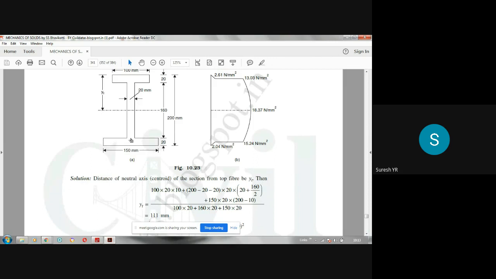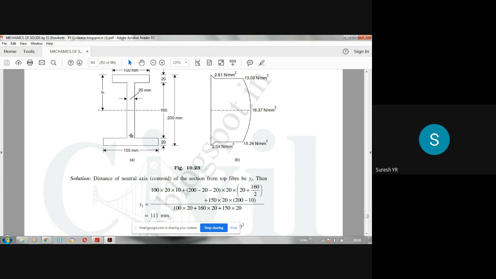There are three rectangles here. The first rectangle: area 100 into 20, into the distance of its centroid from the top fiber, which is 10. So 100 into 20 into 10. This is the first part. For the web portion, area is 20 into 160, into the distance of its CG from the top fiber, which is 20 plus half of 160. See, this is what it is.